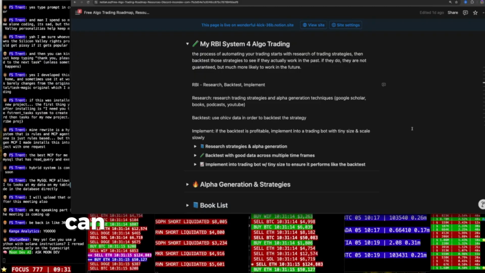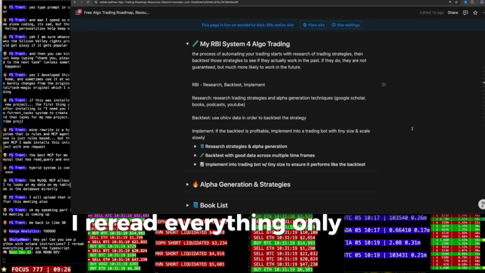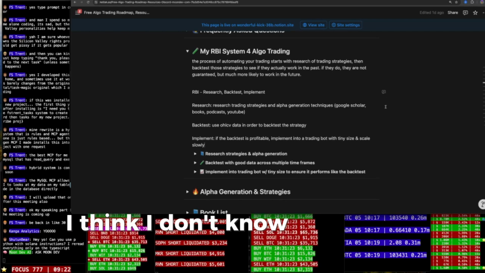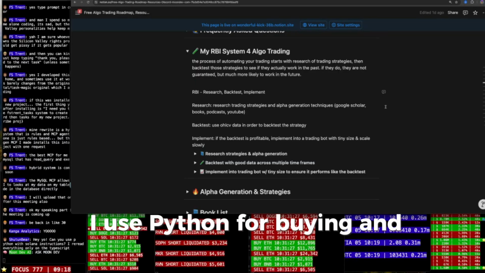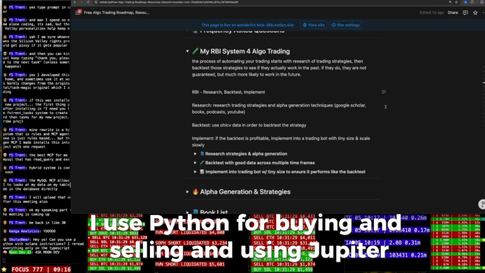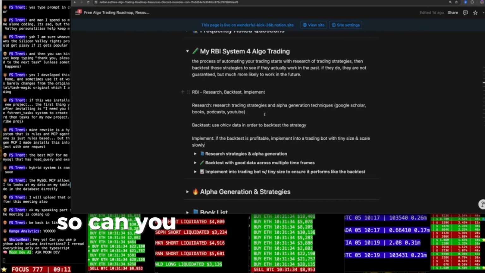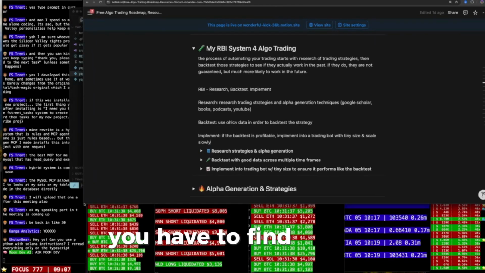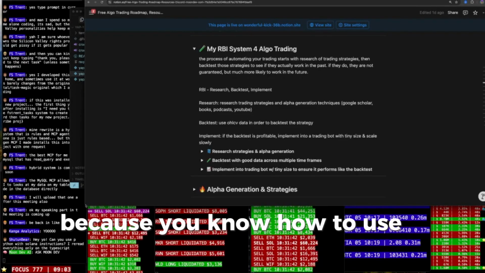He says, "Hey yo, can you use Python with Solana instructions? I read everything only in TypeScript." Well, I don't know, you'll have to try it out. I use Python for buying and selling and using Jupiter, but that is using their Python SDK. Can you use it to parse through the instructions? You'll have to find that out, but it doesn't really matter what language anymore, right? Because you know how to use AI.